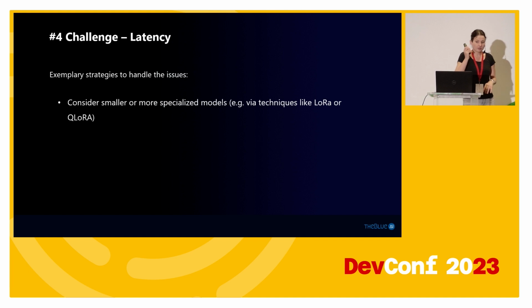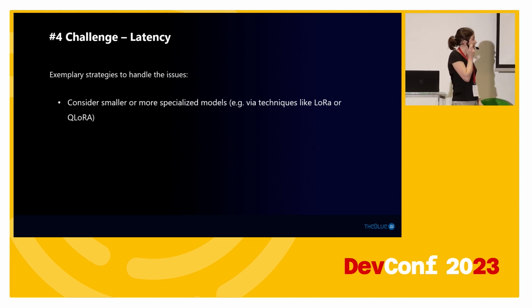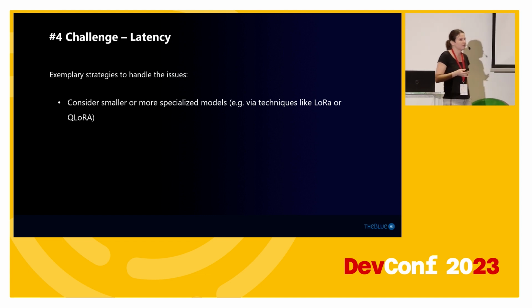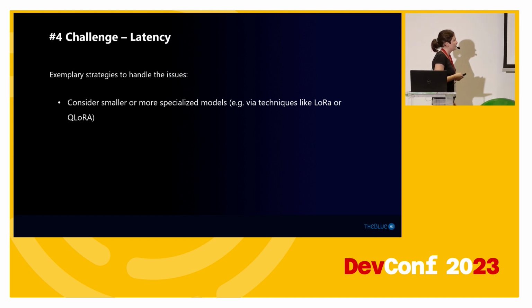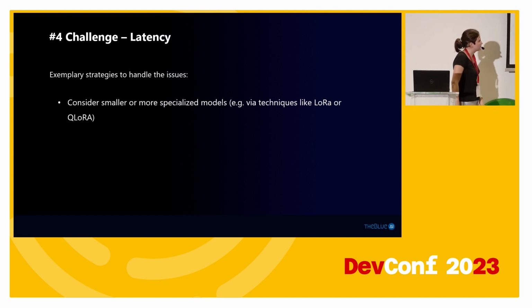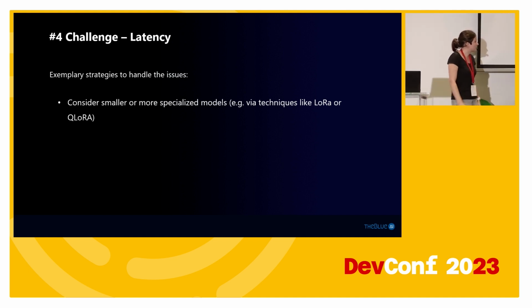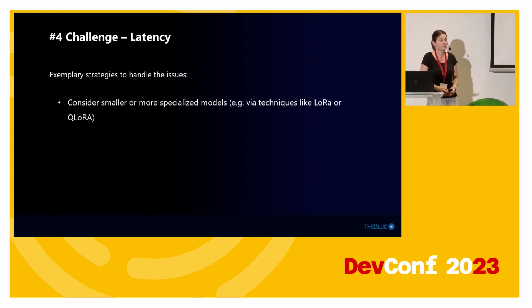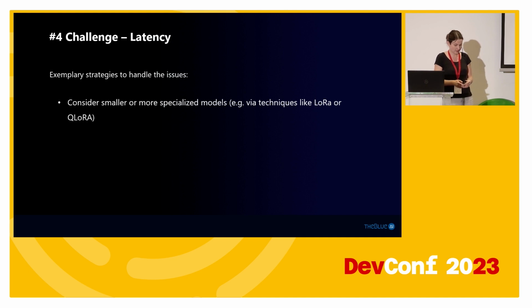Exemplary strategies. Consider using smaller or more specialized models. So if the latency is really important for you, if you have a very specific task, maybe you don't have to use these big models that can have lots of different distributions of the latency. Maybe you can take some open source model and use some of the techniques from parameter efficient fine-tuning, such as LoRA or even QLoRA, which is a quantized version of that.